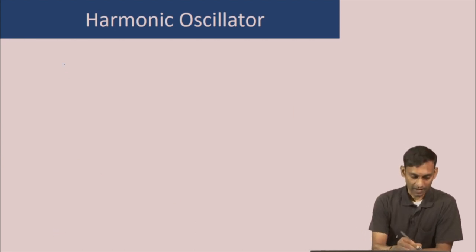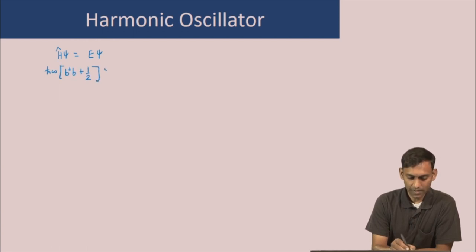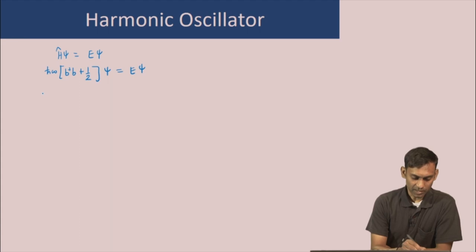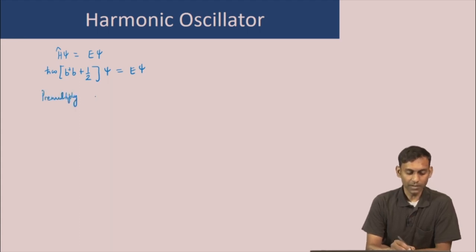Let us again write the eigenvalue equation for the Hamiltonian, H psi is equal to E psi. So, h bar omega times b dagger b plus half times psi is equal to E psi, and we want to find what psi satisfies this equation. So, let us pre-multiply, or multiply from the left, by b dagger on both sides of the equation.